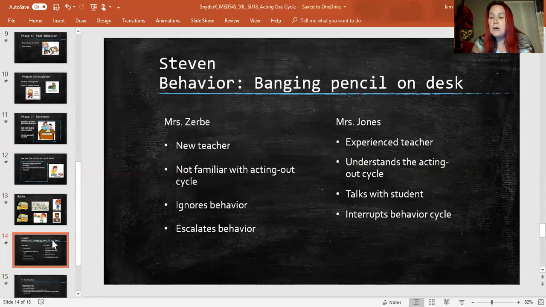Mrs. Jones saw that Stephen was struggling. She talked to Stephen during the acting out cycle. She noticed Stephen was agitated and discovered that his trigger was that he felt overwhelmed, by stepping in when she did and offering support. Mrs. Jones interrupted the acting out cycle and avoided the escalation to the peak behavior. You can see between the two scenarios, the second situation turned out much better, and Stephen and the class were able to continue working without distractions.